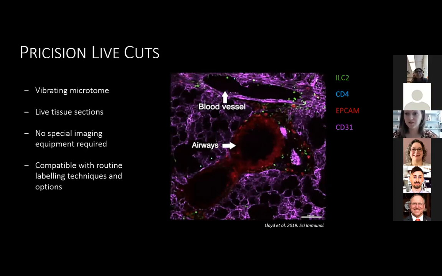So there's no special labels that are needed. If you have live dyes, you can use that. If you have antibodies, you can use those. And you can image through them, and you can get an idea of what's going on in your sample if you don't have access to special equipment.